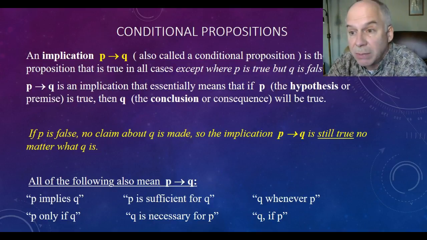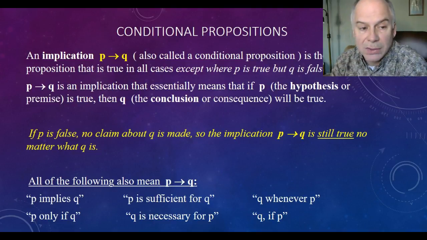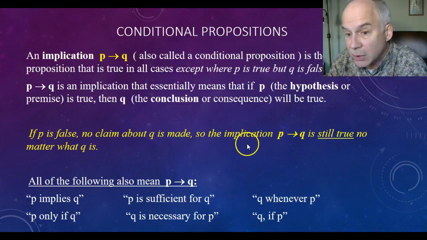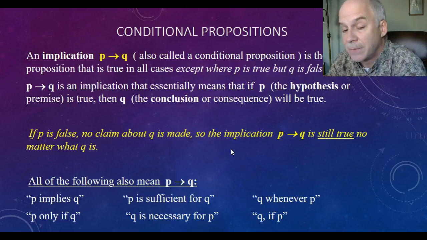Either way, if she doesn't pick up her toys, if P is false, then the statement P then Q still is true. So that's what it says in yellow here. If P is false, no claim about Q is made. So the implication P implies Q is still true no matter what Q is. All right?